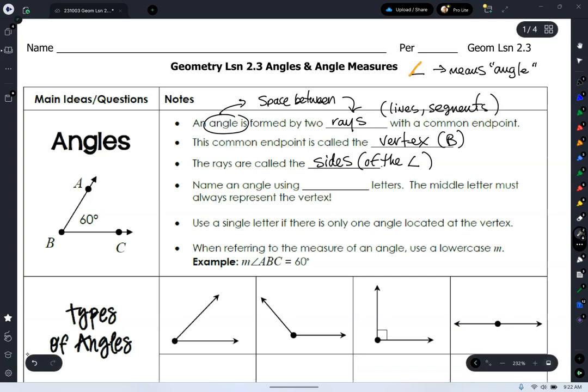You want to get it down and then flat across the bottom. That's how you properly write the angle symbol. Okay, everybody good? Okay, so the rays are called the sides of the angle.